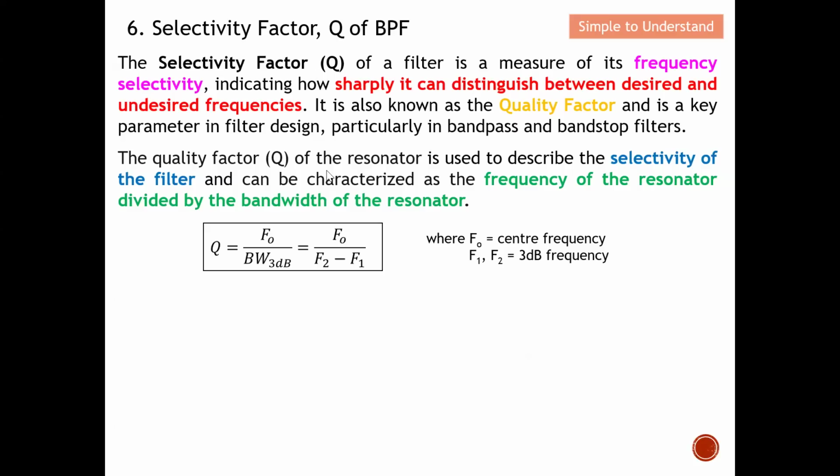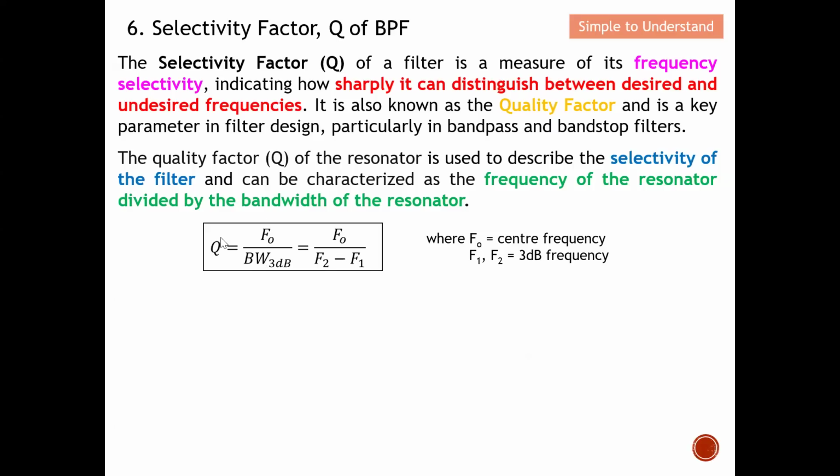The quality factor Q of the resonator is used to describe the selectivity of the filter and can be characterized as the frequency of the resonator divided by the bandwidth of the resonator. In short, this is the Q. Basically, this is the center frequency for a bandpass filter, and this is what we define as the bandwidth. If you still remember, it's the range from F2 to F1.